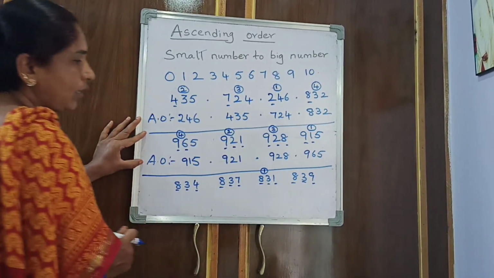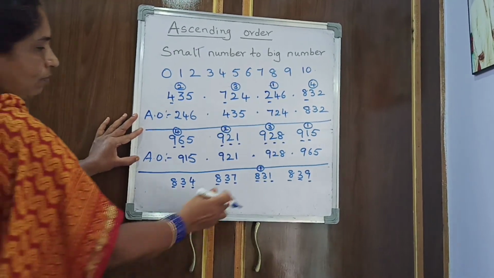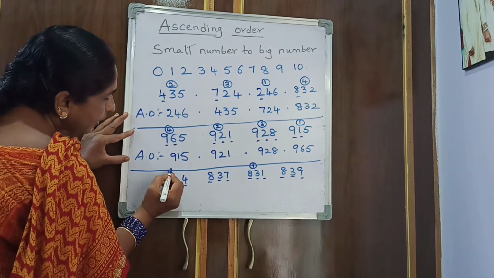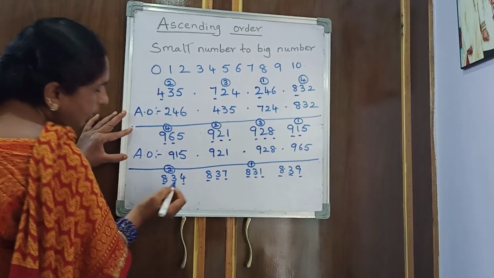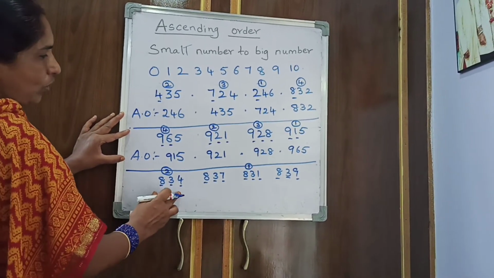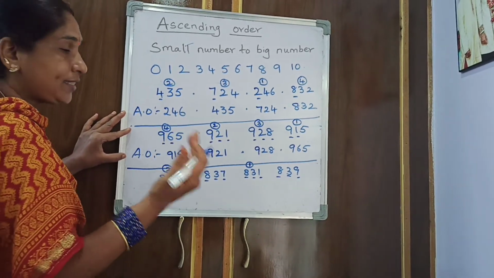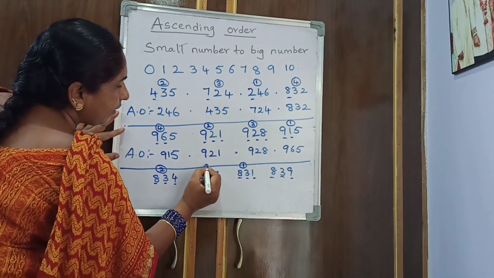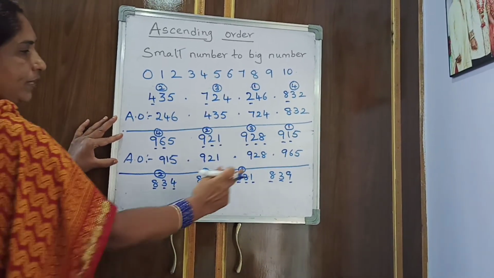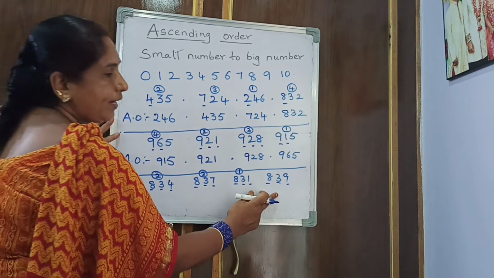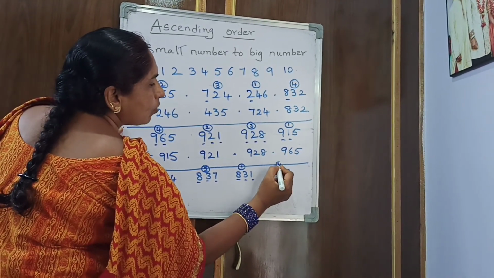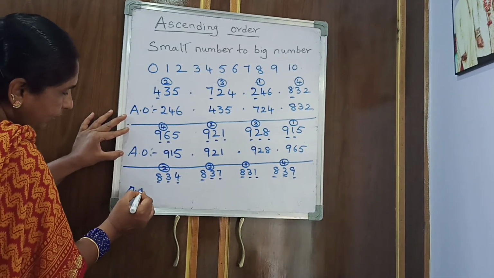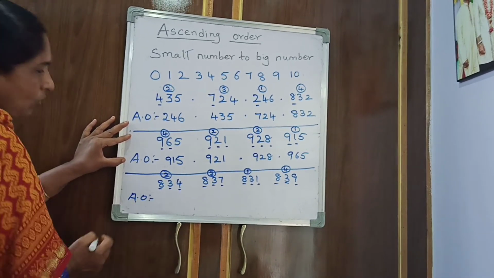So keep 1 above that number. 1 after, next 4. So keep 2 above that number. Next, 4 after, 5, 6, 7. Next number is 837. 7 after, and the last remaining is 839. Keep 4 above 839. Now here you can arrange the numbers in ascending order.